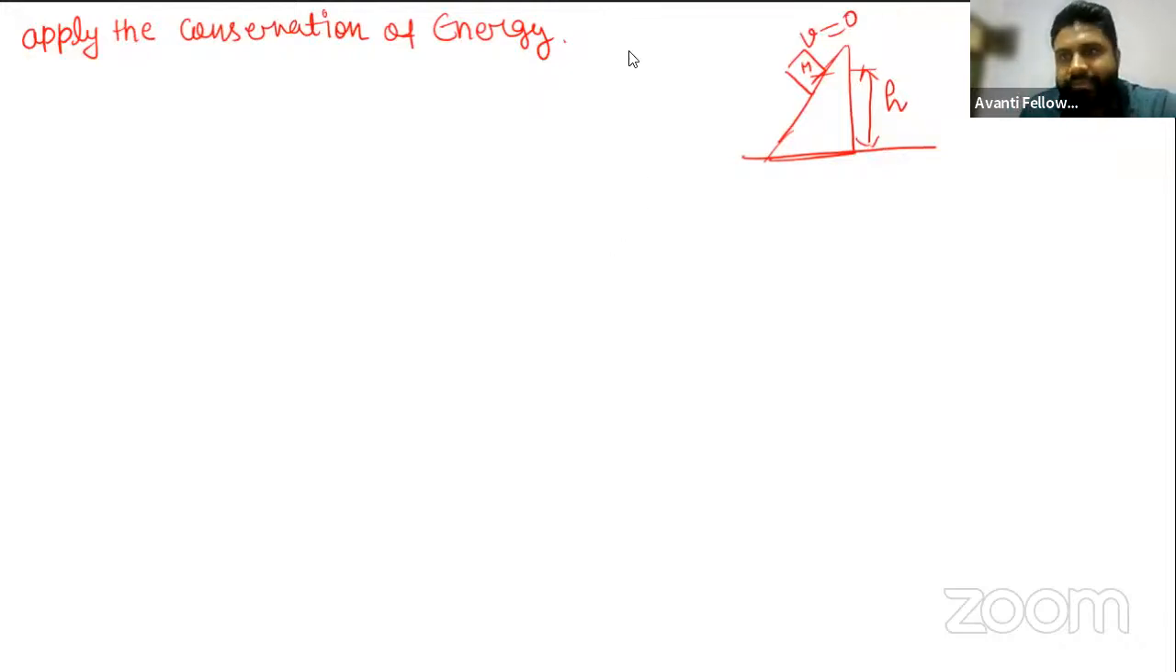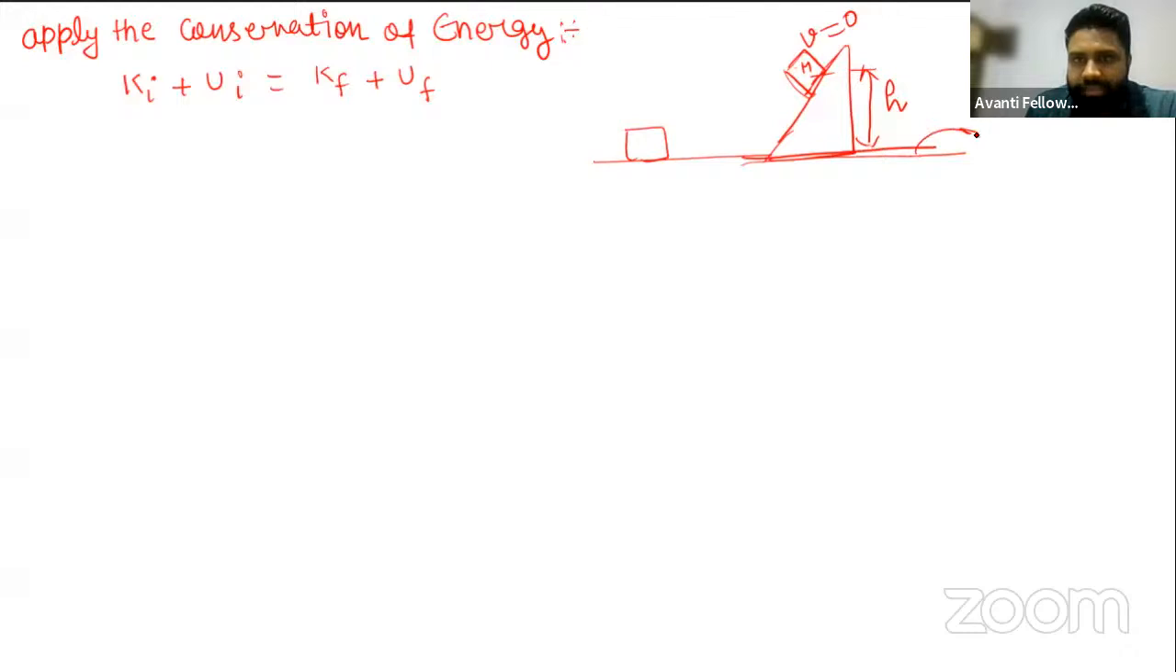Now we have to apply the conservation of energy. What is the conservation of energy? Initial kinetic energy plus initial potential energy is equal to final kinetic energy plus final potential energy. And we are talking about the potential energy of this mass. So we are conserving the energy for the small m mass particle. Initially, the particle is starting from this point, and suppose this is the reference level.